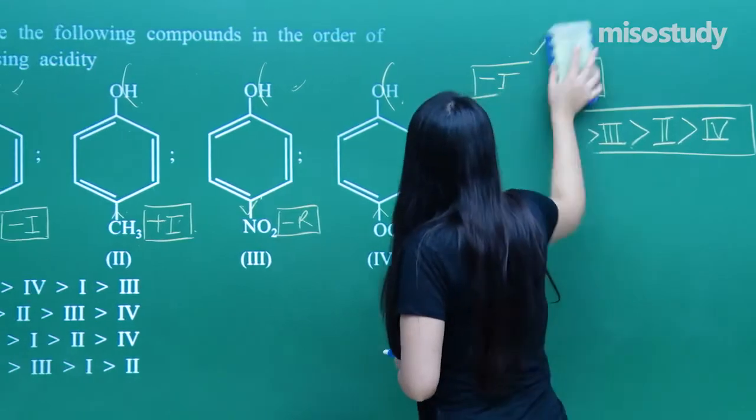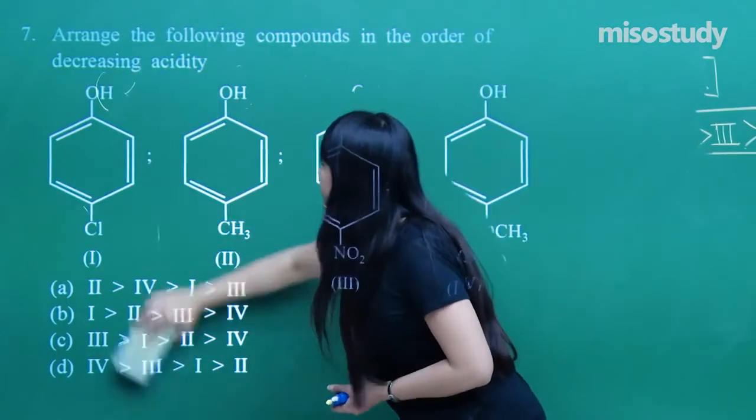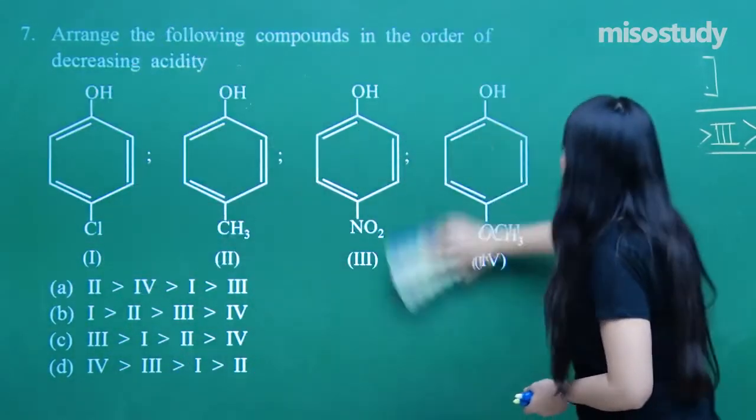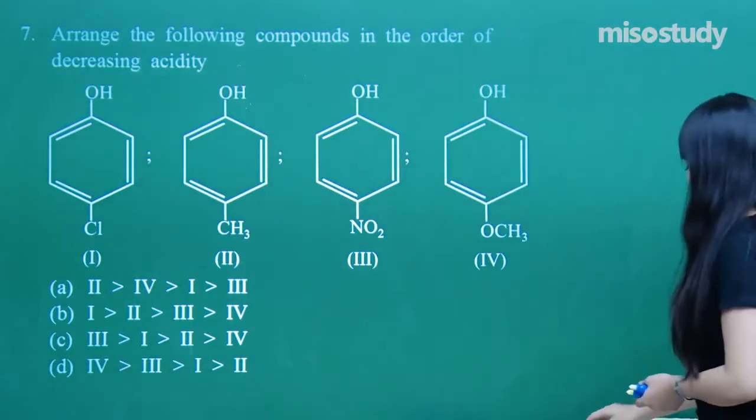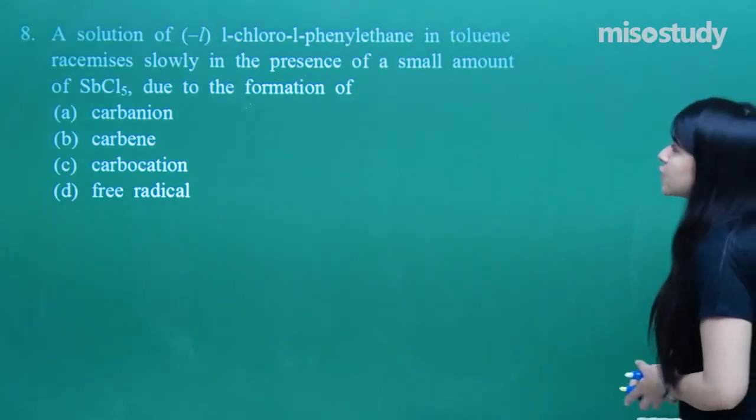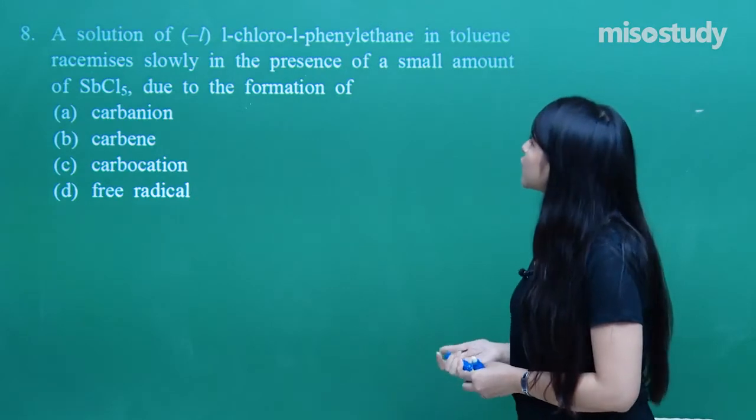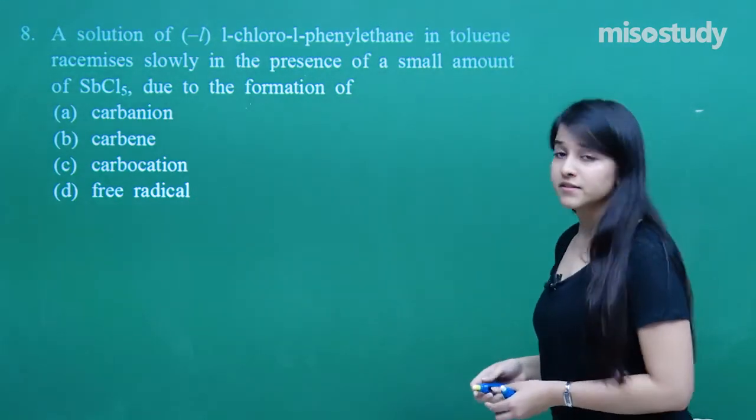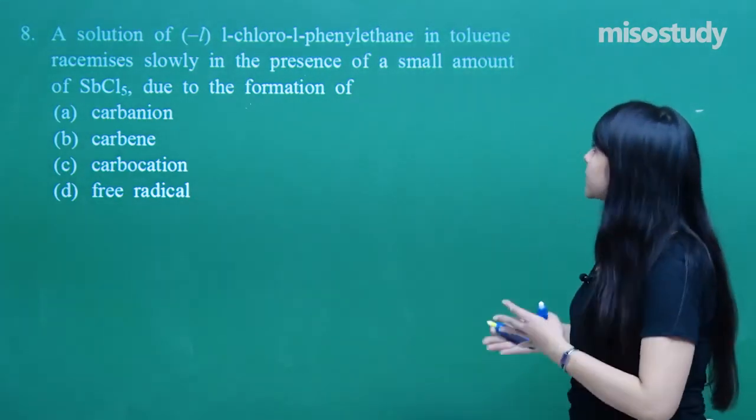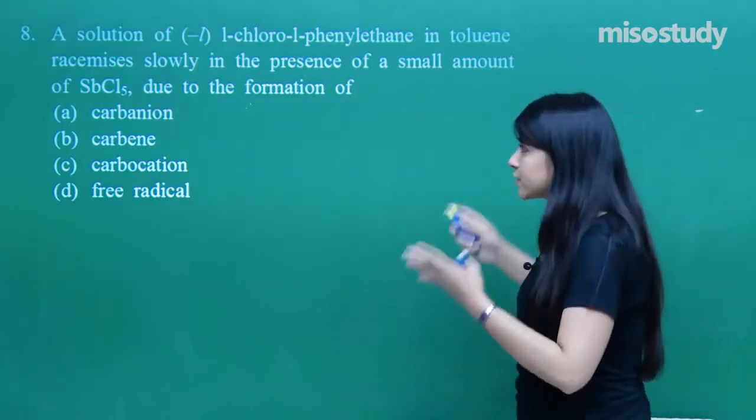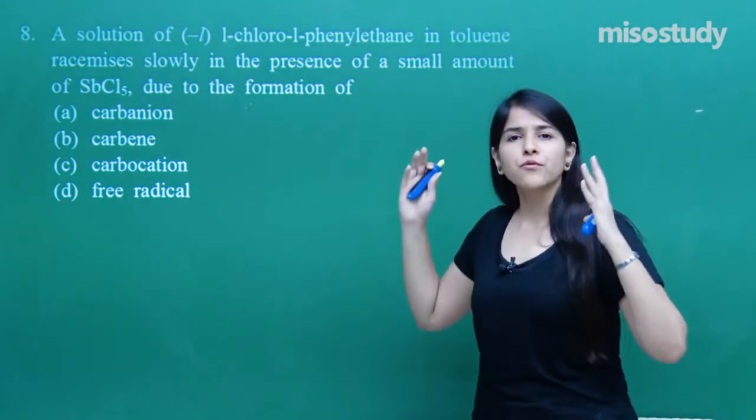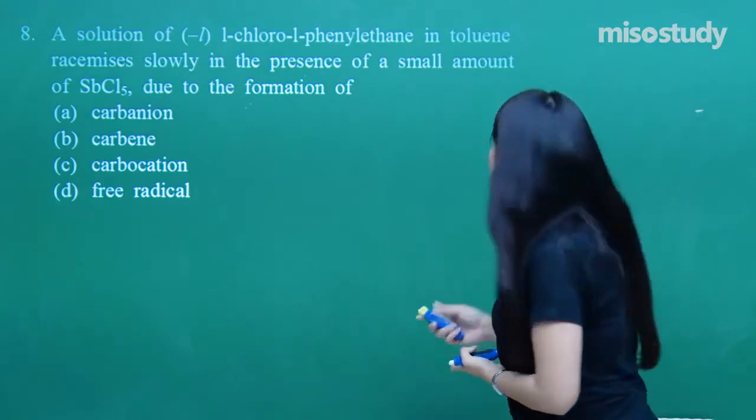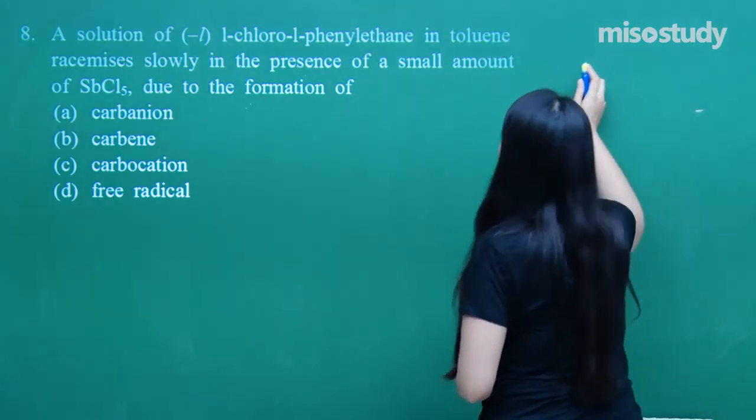Let us just move on to the next question. So what is the next question saying? A solution of 1-chloro-1-phenyl-ethane in toluene racemizes slowly in the presence of a small amount of SbCl5. So you might be thinking it's a very complicated question, but it is not. Why? Because here let us just try it out.